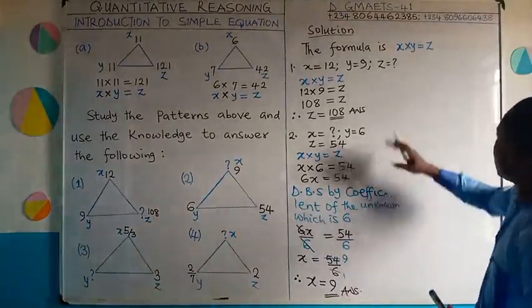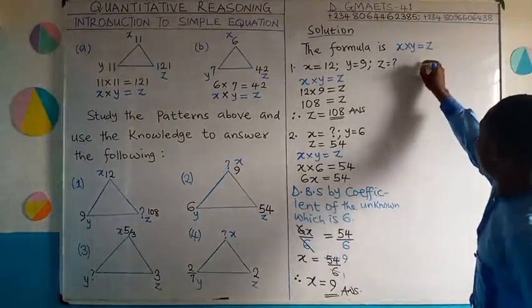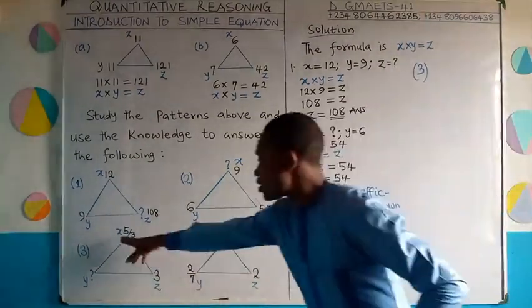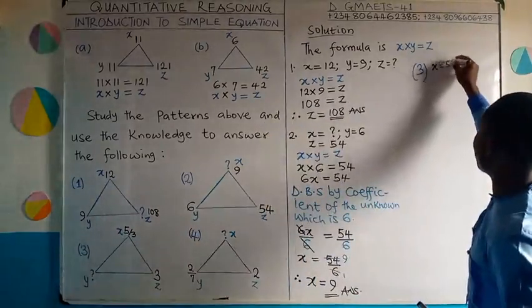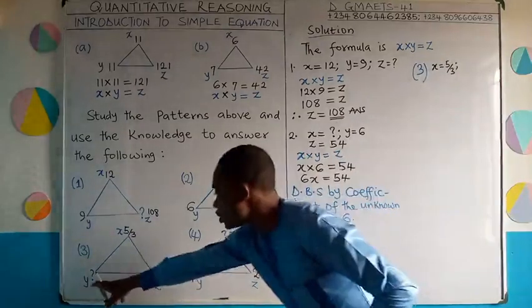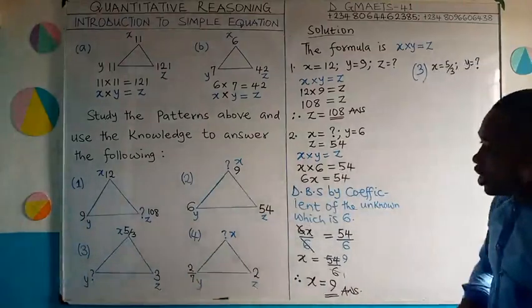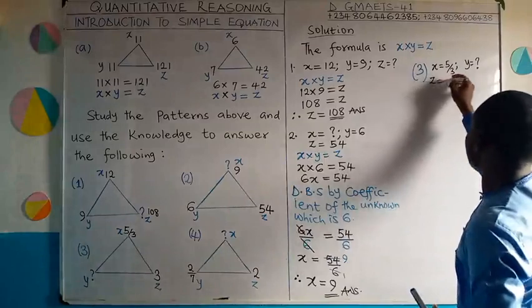Can I solve question number 3 somewhere here? Alright, question number 3. I'm going to put 3 here. In question number 3, x is equal to 5 over 3. So I'm going to write out x equal to 5 over 3. And then what is the value of y? We don't know the value of y. So y is equal to question mark. And then z is equal to 3 there. Let me write z equal to 3 here.